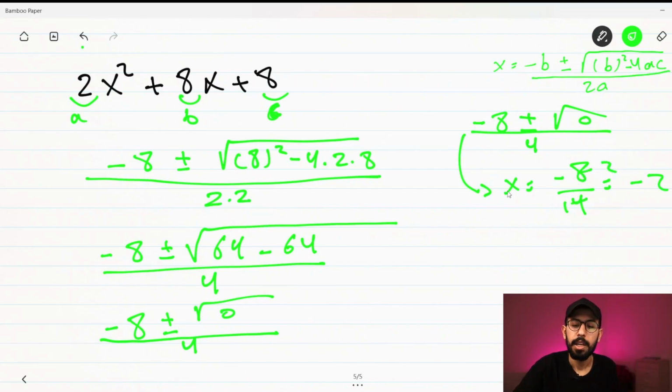This was our video for today. We have explained the quadratic formula in order to solve quadratic equations. Very easy and very fast.